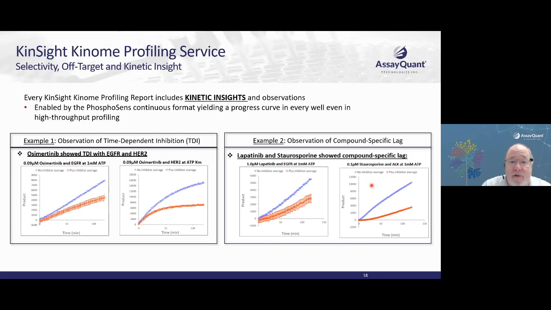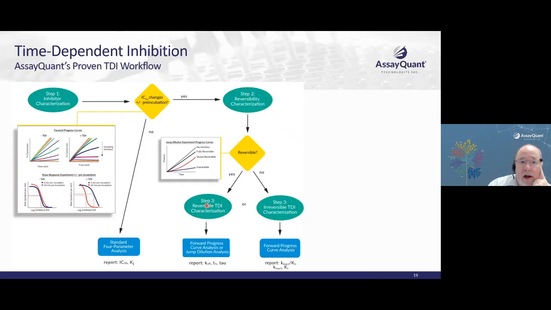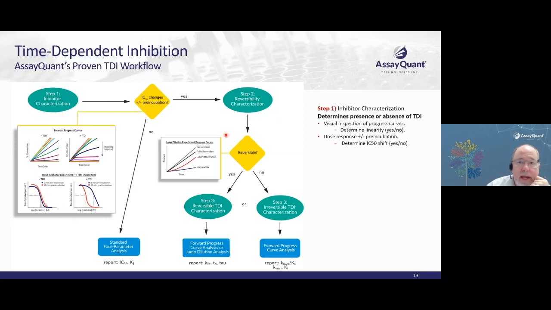Okay, so that's profiling. Let's say you see something like this. You see some time-dependent inhibition, and you want to know more about it. Well, we've developed over the last year or so a workflow to fully identify, interrogate, and characterize time-dependent inhibitors. It's a three-step process, and it starts with a simple dose-response test with and without pre-incubation. Here we're actually doing pre-incubation because we want to see if there's a difference.